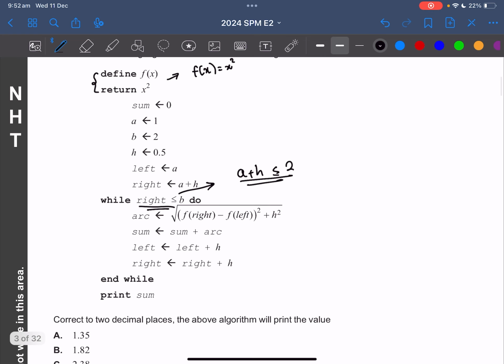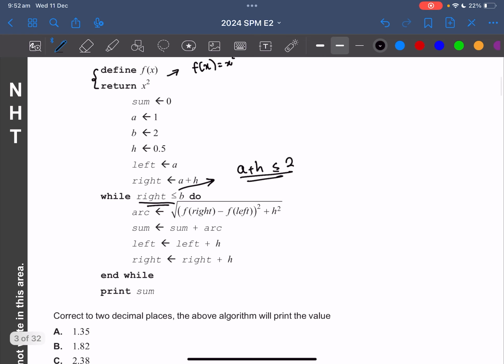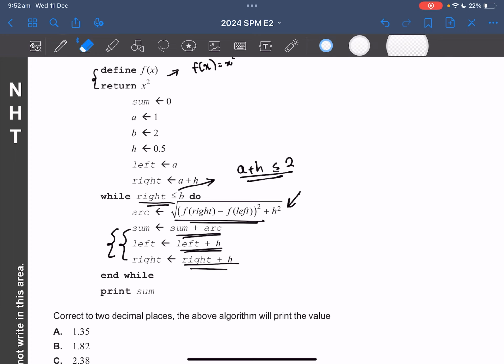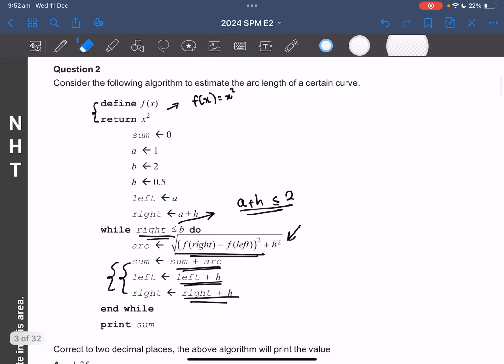Arc is equal to this formula over here. Sum is equal to sum plus arc. Left is equal to this, that. So these three are our increment statements basically. Every time this formula is executed, these three increment statements are applied to do the next iteration. So what do you have to find? Correct to decimal places, the above algorithm will print the value. That is not a problem, so I'm going to erase all of this.